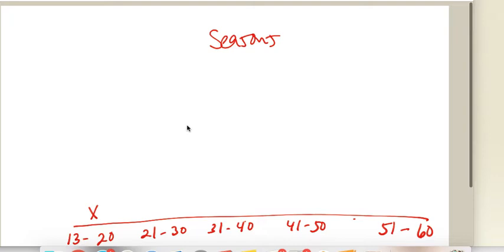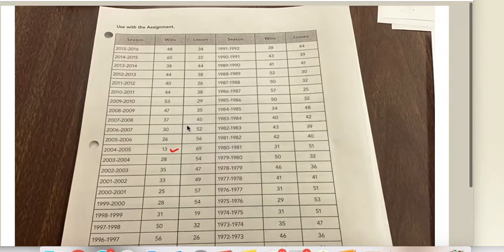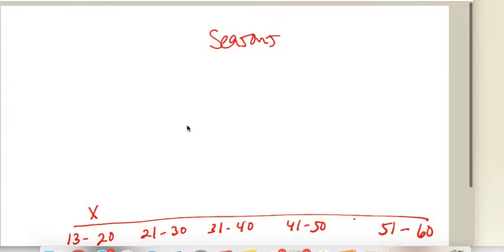Now I'm doing 21 to 30. So I'll go back and look from 21 to 30. Whoops, I don't want to count that one. Oh, there's 1. I'm going to do a different color for this so we can kind of figure it out. So that will be 1, 2, 3, 4, 5, 6. I think I just got 6. So I go back to my chart and I'm going to put 6 dots or X's. 1, 2, 3, 4, 5, 6.